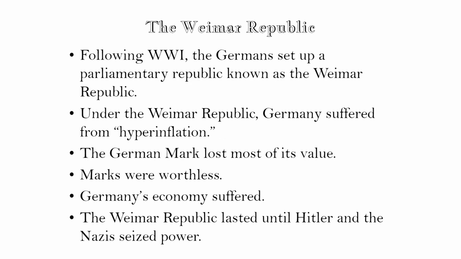The Weimar Republic. Following World War I, the Germans set up a parliamentary republic known as the Weimar Republic. Keep in mind, the Germans were defeated in World War I. And then, like it says here, under the Weimar Republic, Germany suffered from hyperinflation. The German mark, or the German dollar, as we would know it, lost most of its value. Marks became worthless. Germany's economy suffered as a result, and the Weimar Republic lasted until Hitler and the Nazis seized power. So this was one of the contributing factors to the rise of the Nazis.